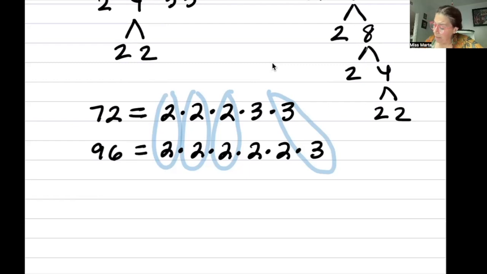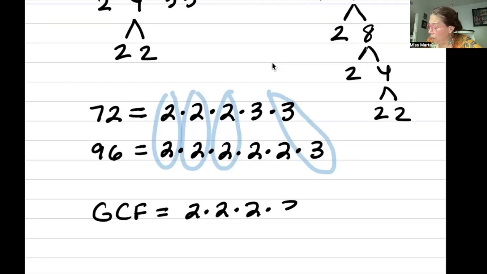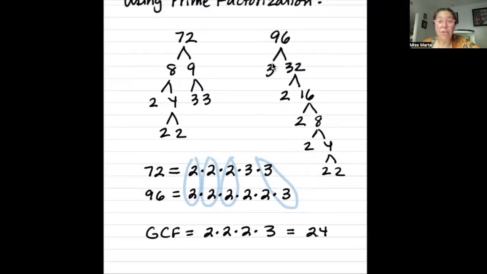Okay, so that means that the GCF is 2 times 2 times 2 times 3. So what is that? That is 4 times 6, so that's 24. So 24 is the greatest common factor of 72 and 96. I can divide 72 and 96 by 24, each of them evenly, and that is the biggest number that will go into both.